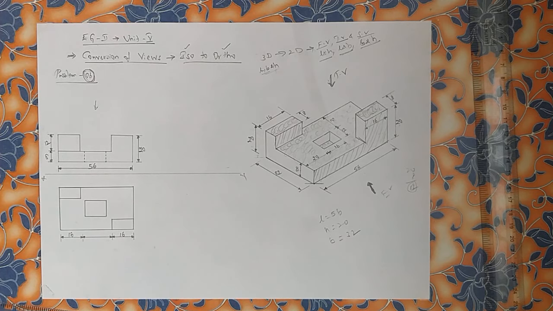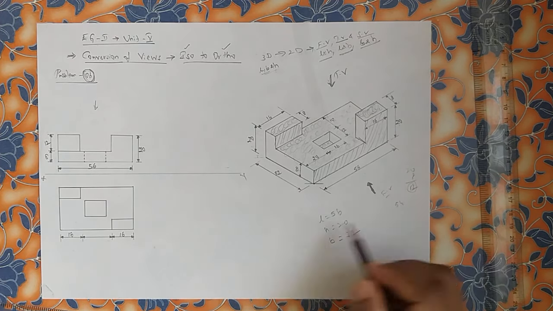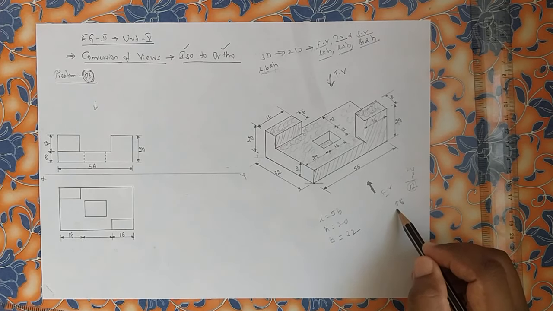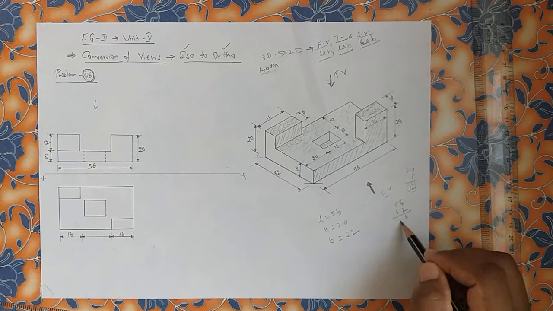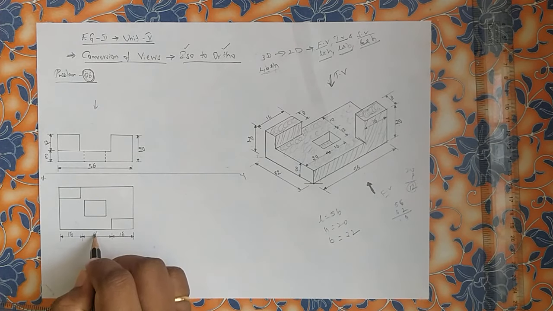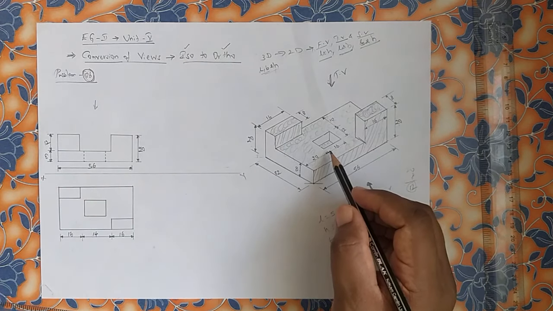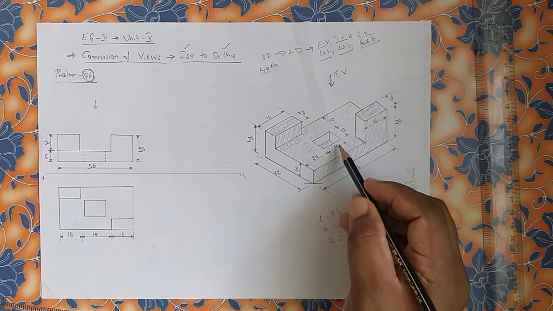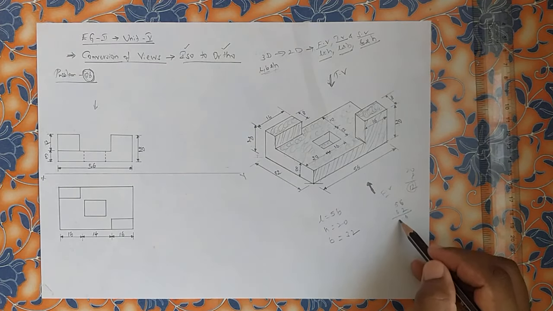Now, how about in the middle? See, you can't show it, but totally 56. 16 plus 16, 32. 56 minus 32 is 24, so in the middle it is 24. Now, if you can show it here, 24. Simple. In that we have drawn the 16 mm length of hole. I'm sorry, 24 it is.